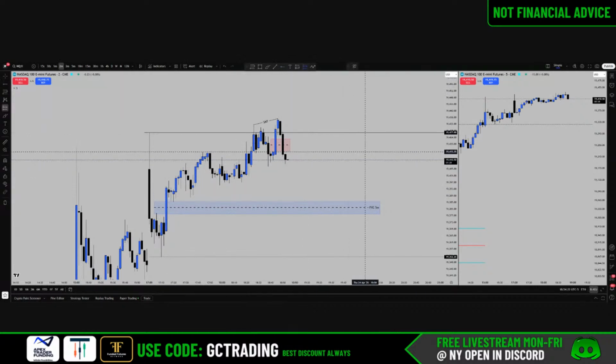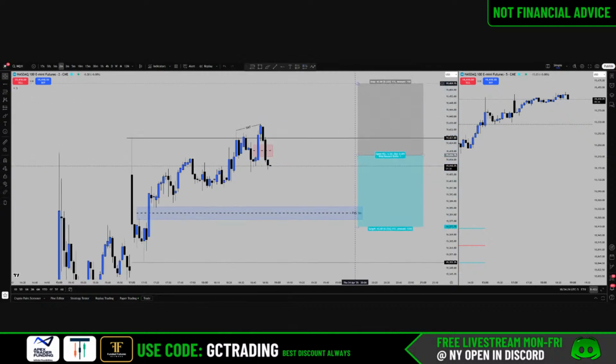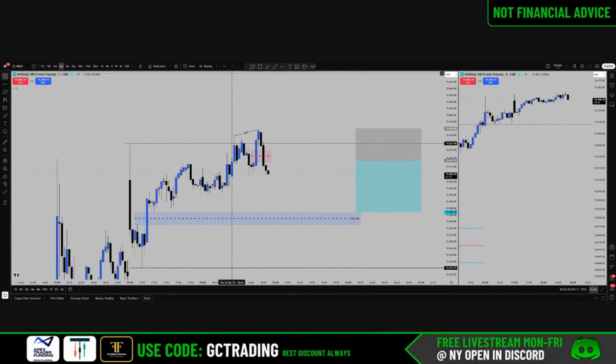So if we were to get a trade, it would be something like this. What I'm thinking would play is I want price to come down here just a little bit, and then I want to get that pullback and look for that entry model. Something like that wouldn't be bad. It wouldn't be too bad.